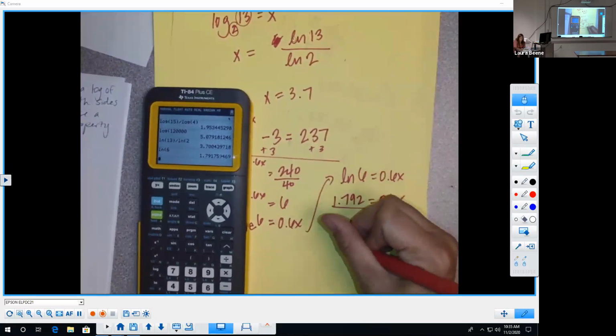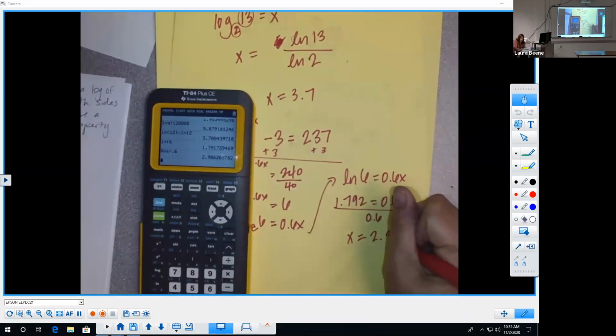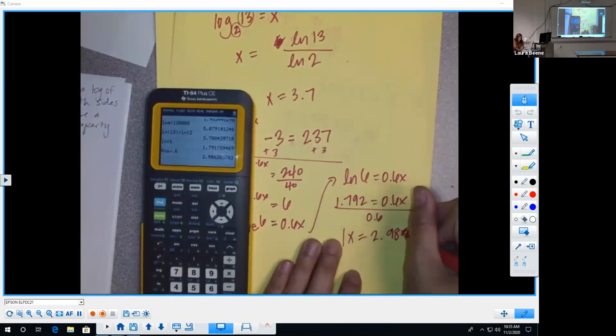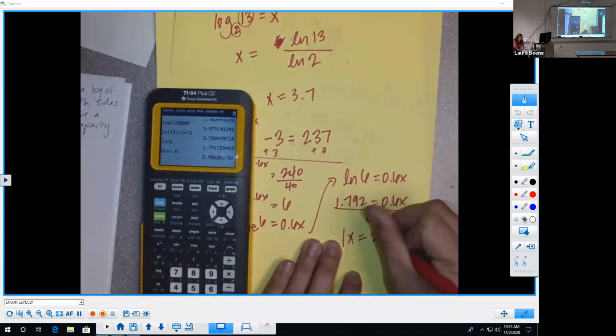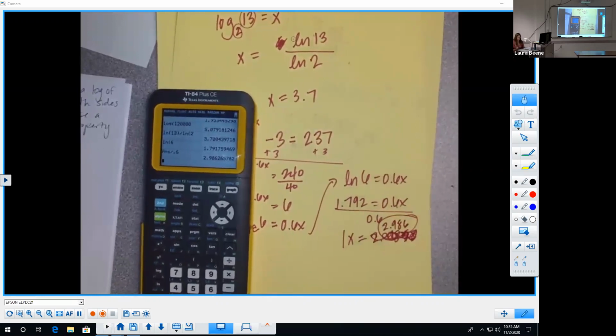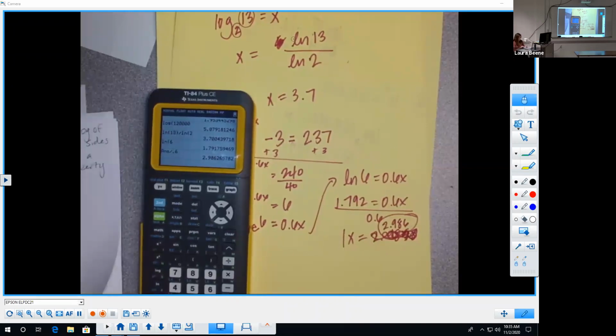Divide by 0.6, and you get 2.987. Oh no, 986. I don't know why I rounded that up. 2.986 is your answer. Questions about that? Pretty straightforward. Okay, so that is solving exponential equations.